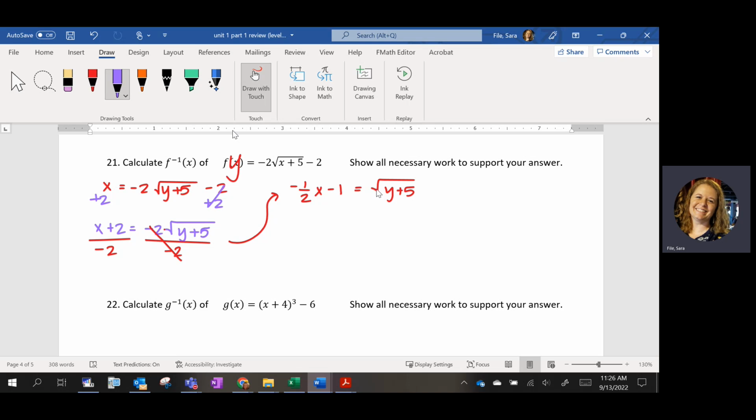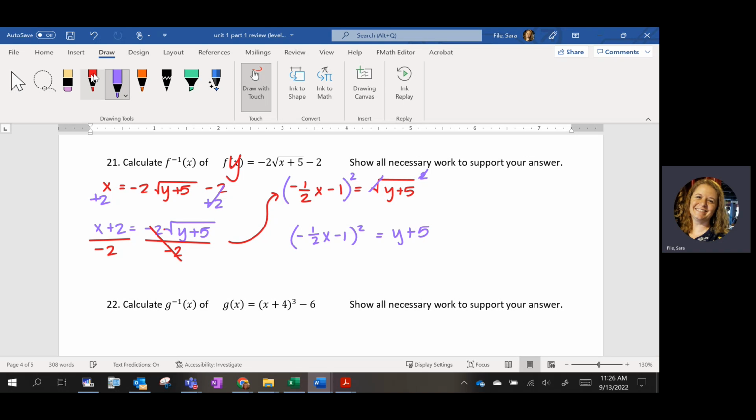Now, how do I get rid of the square root? Square. What I do, that's going to get rid of the square and the square root. What you do to one side, you do to the other. Okay, so I'm going to have -1/2 x minus 1 squared equal to y plus 5.